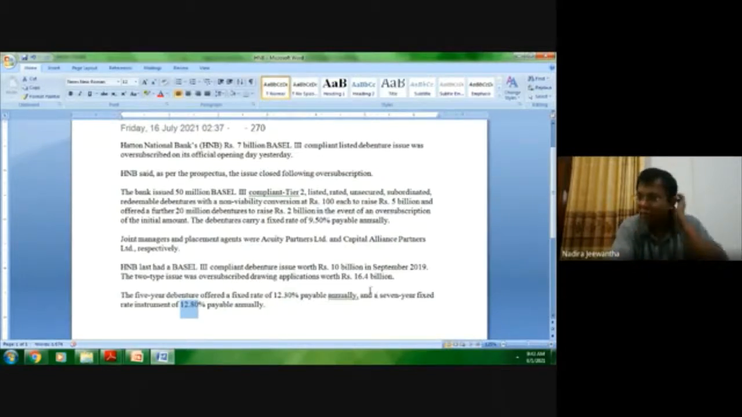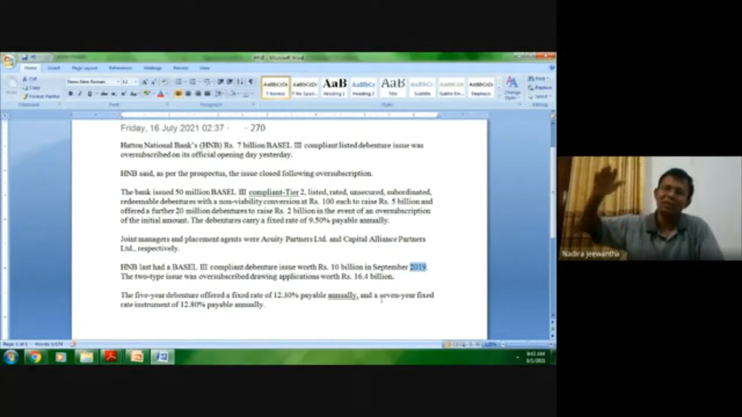People who invested in this particular 2019 debenture took the decision based on the information of that day. They did not worry about the future interest rate. So they might have thought the interest rate would not come down in the future.